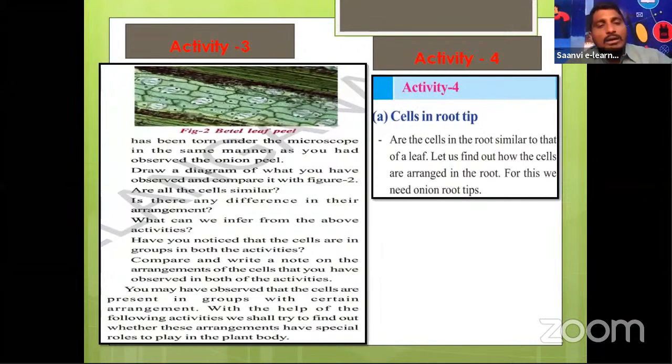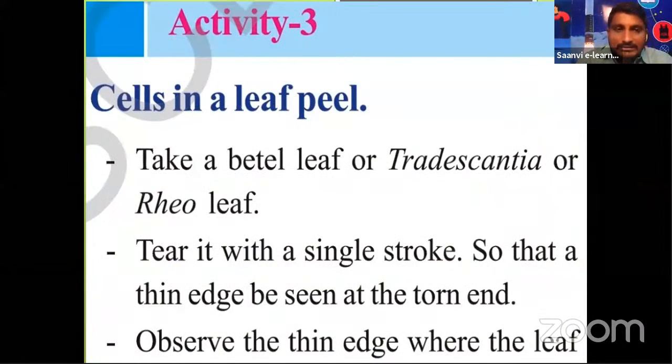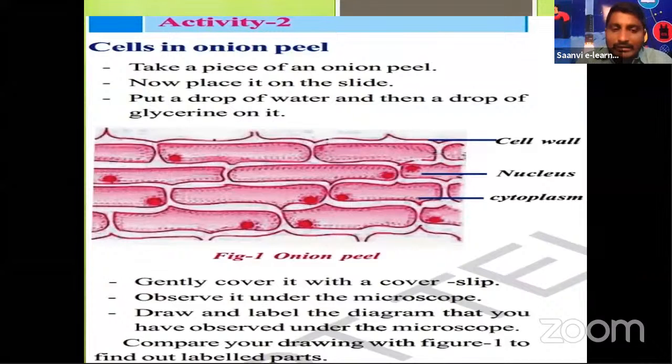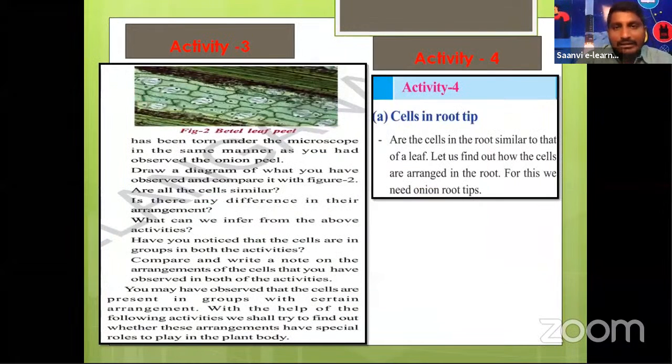Are all the cells similar? Here, in the cells in onion peel, cells are similar in structure and shape. I have told you about cells in onion peel. Don't bring this matter to there. That is different.